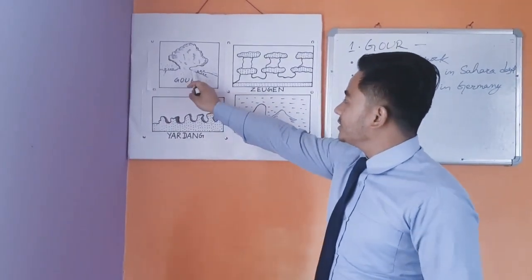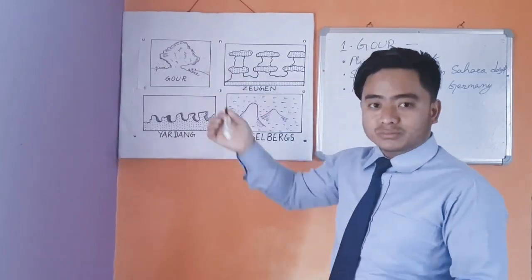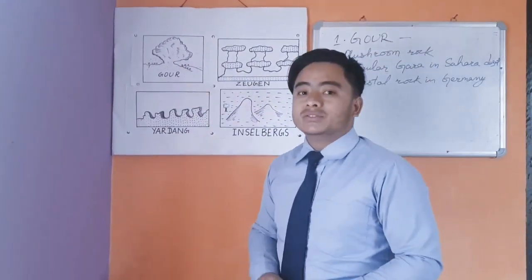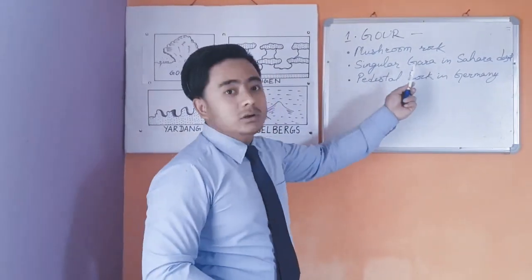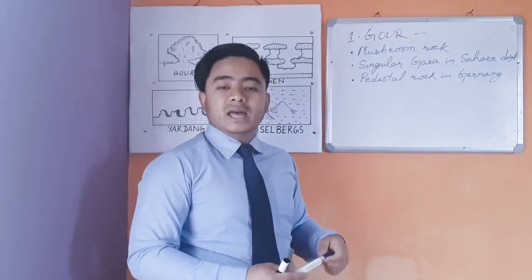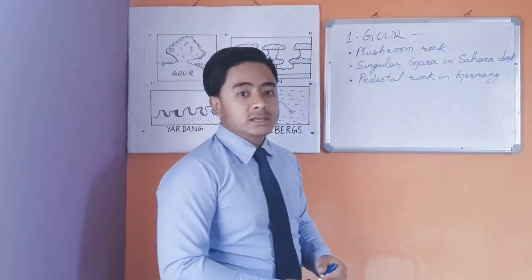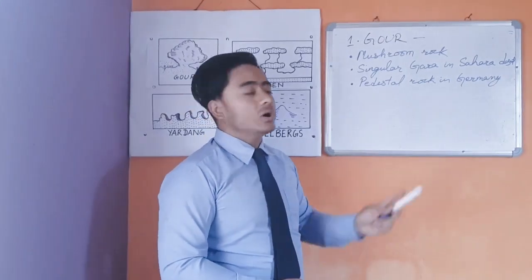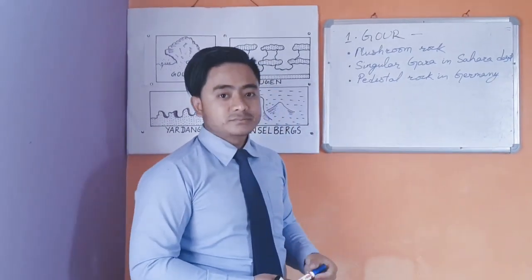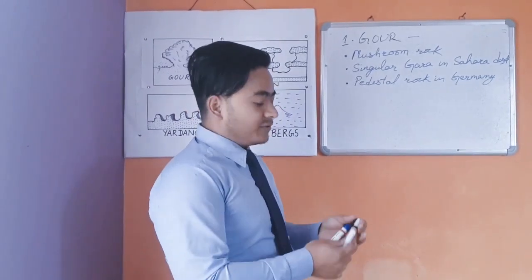As you can see over here in the picture, Gour looks like a mushroom. That's why this type of rock is also called mushroom rock. The singular of Gour is Gara, and this name Gara is used in the Sahara Desert, and the same type of rock is also called pedestal rock in Germany. So now let me explain this with the help of a diagram.